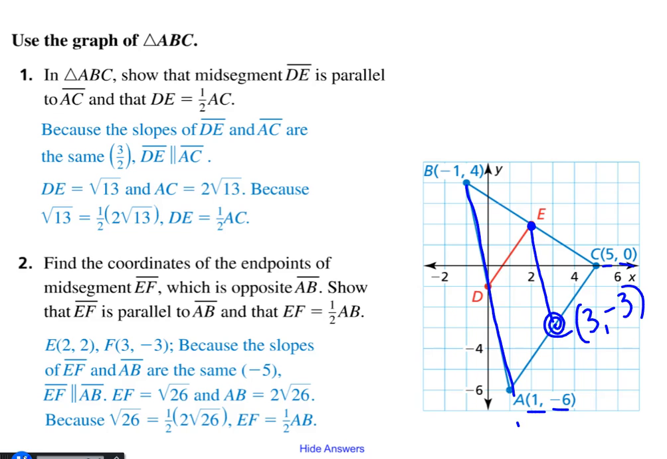Then we wanted to show that it was parallel to BA. So we need to find the slope of EF and the slope of AB. Well, the slope here is up 1, 2, 3, 4, 5, and over 1. So it's a slope of -5. And then if we do the same thing here, we go up 10 and back 2. So -10 over 2 is also -5. So we see that those are also the same. And then we have the same calculation that we've been practicing where we find the lengths of both sides.